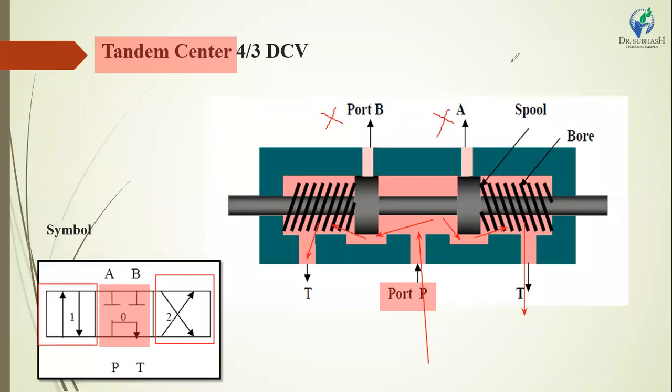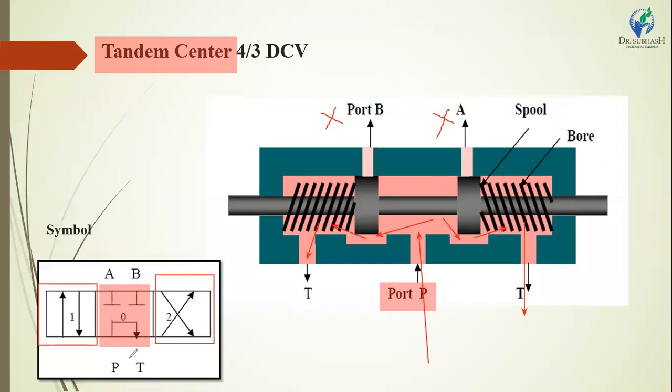Port A and port B do not pass the hydraulic oil to the hydraulic system, which means these ports are closed. The diagram also shows that port A and port B are closed. The oil coming from the hydraulic pump enters the direction control valve and returns to the tank.